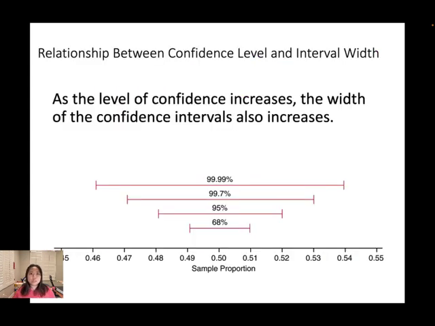One more time, just to summarize: the relationship between confidence level and interval width. Actually, this slide we talked about at the beginning. When you have a lower confidence level, like 68%, your confidence interval will be narrower. When you have a higher confidence level, close to almost 100%, your confidence interval will be much wider. So it really depends on what you're looking for. That's it.